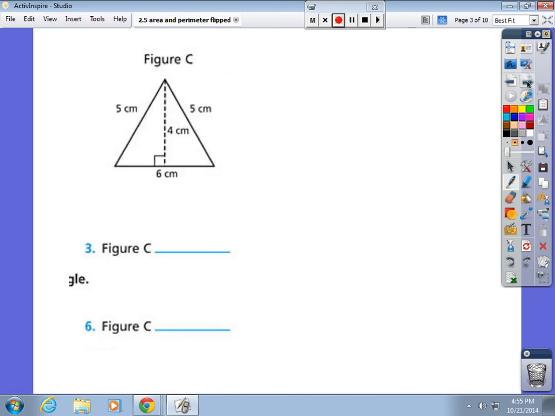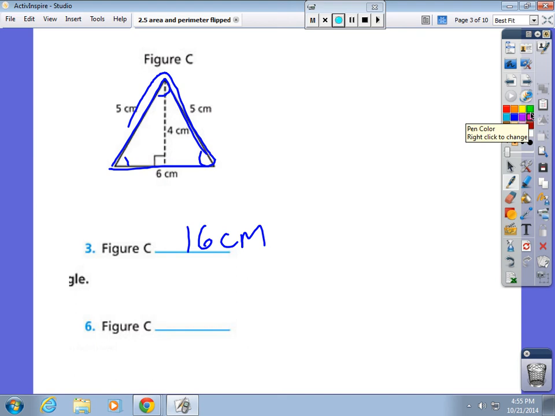Both are correct. Figure C, another triangle. This time we have not an equilateral. We got a scalene. No, not a scalene. We got an isosceles, 2 equal sides, 5 and 5, and then one side not the same, and it would be an acute triangle with all little angles in there. But we don't really care about that. It's just good to know. We want the perimeter. Perimeter's easy. 5, 10, 16 centimeters around that triangle.